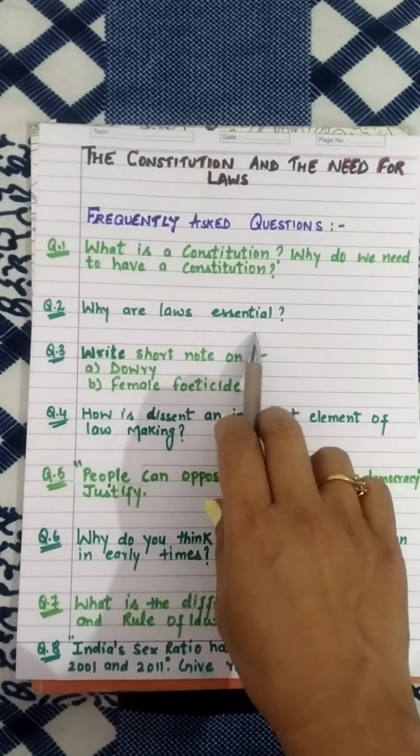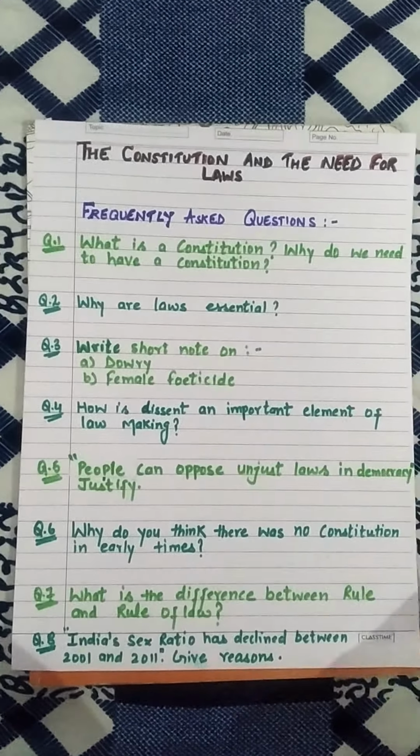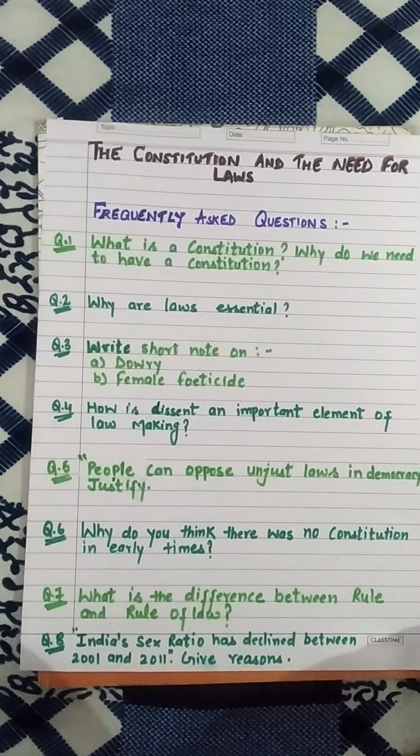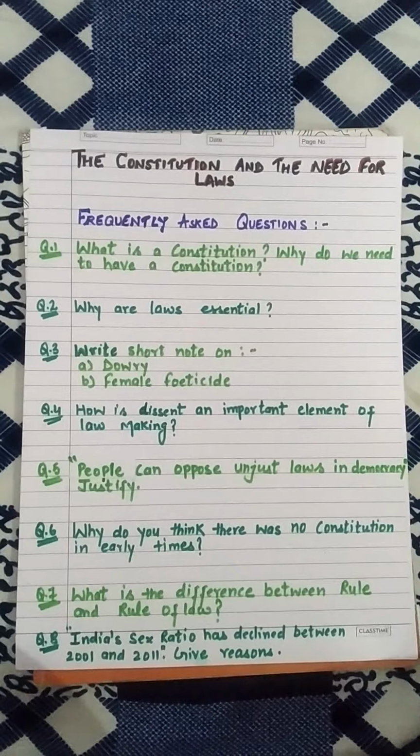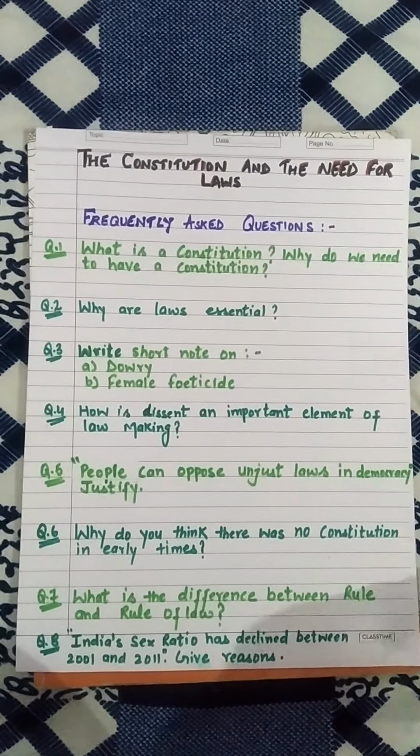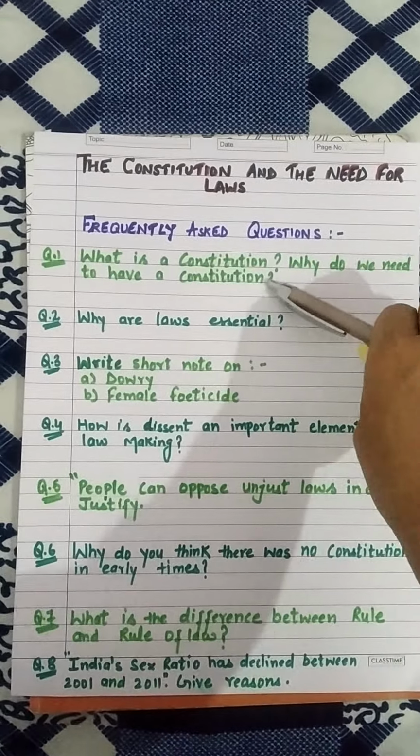The next question is, why are laws essential? So why are laws essential? Laws are essential because laws are meant for the welfare and security of the people. Yes, laws serve as a means of bringing about social changes in the society. I hope these two answers are clear.